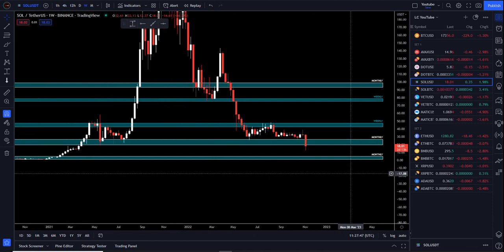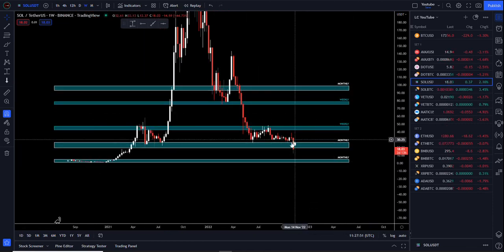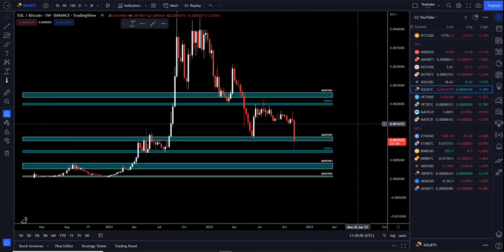So this level may well hold and produce a bounce. Just have to wait and see. So yeah, you could buy some here, but obviously very risky. So be careful.